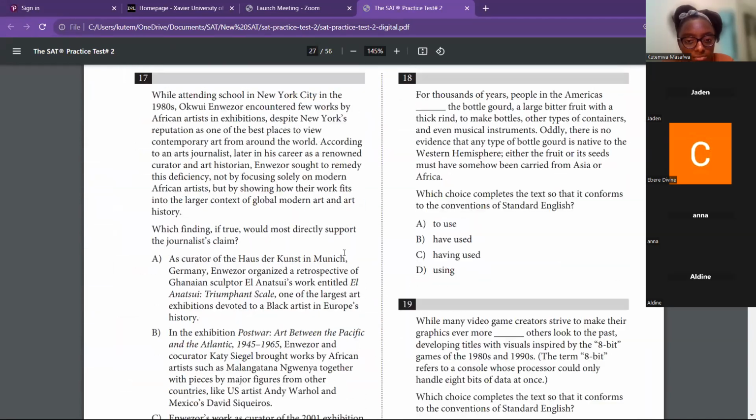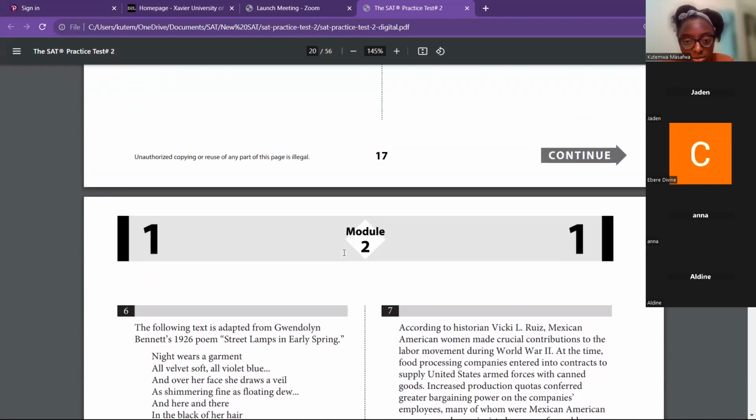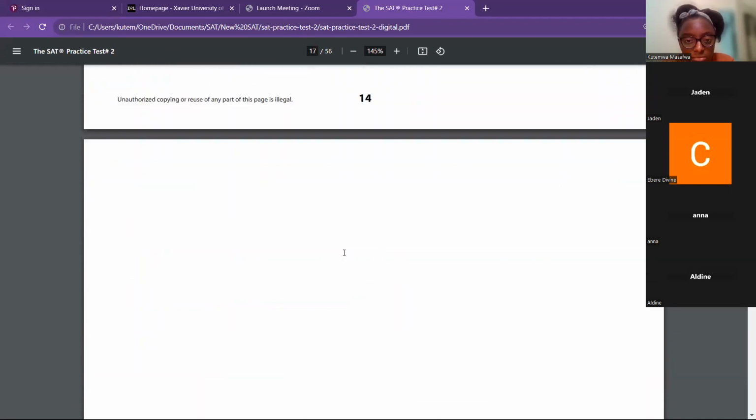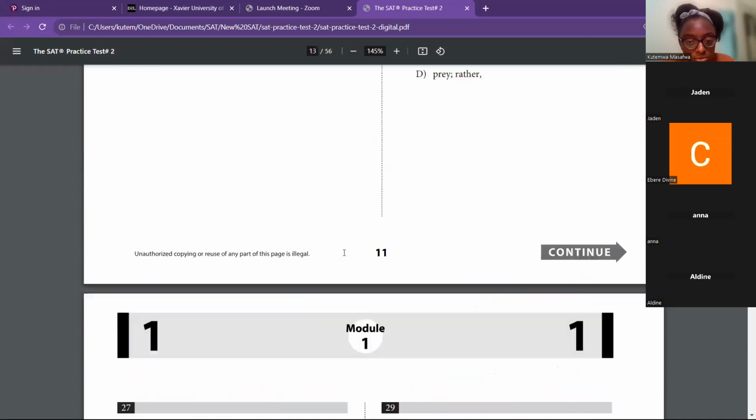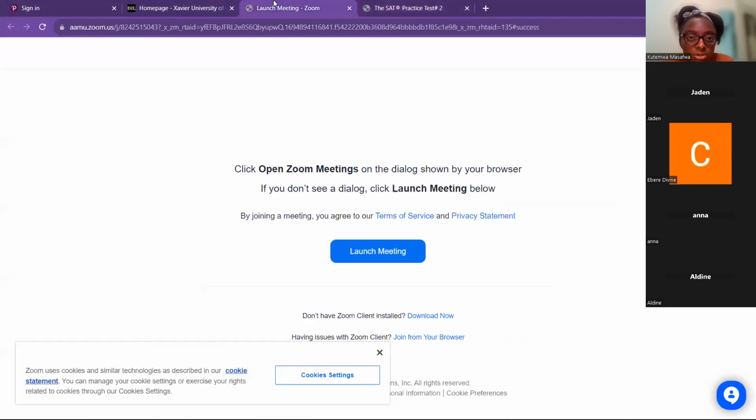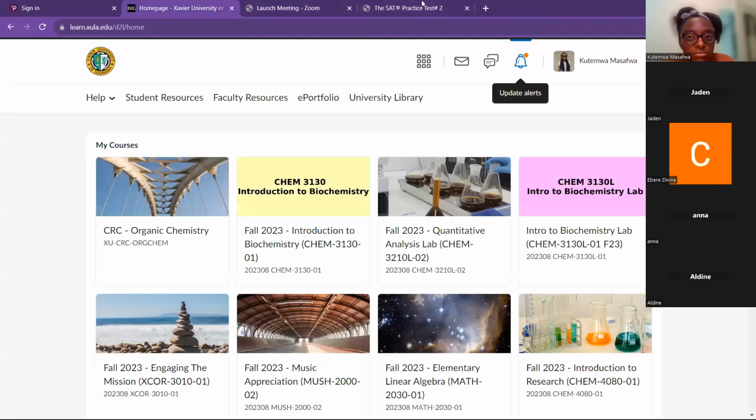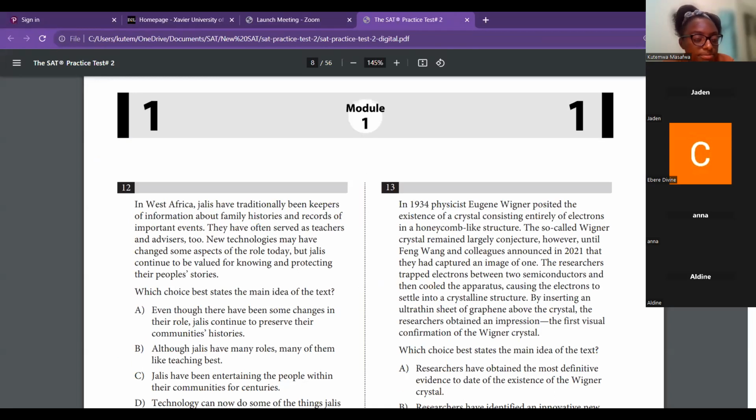This must be the first paper I've gone through that doesn't have as many main idea questions. We went through both module 1 and module 2, and they seem to have a lot of reading questions. So let me open a different paper.